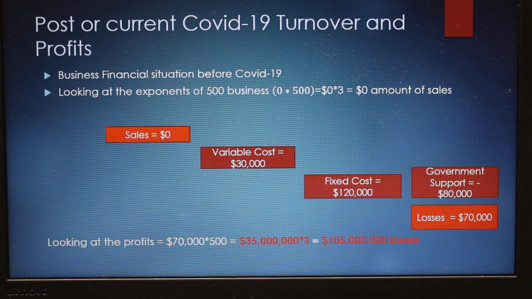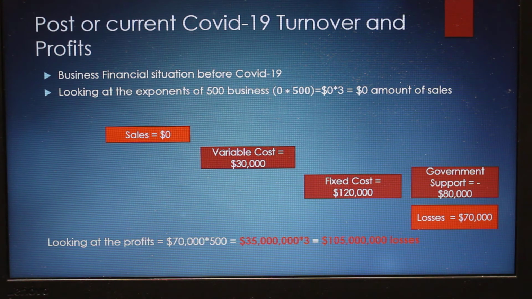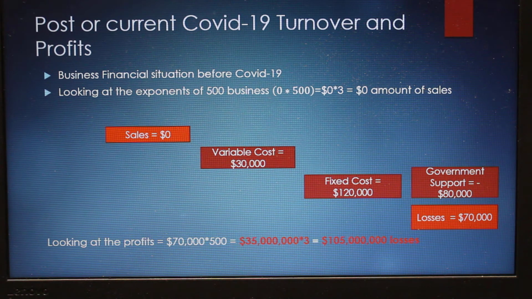So with this current scenario of sales being zero, variable costs being 30,000, fixed costs 120,000, and the government support of 80,000, the loss is still 70,000. Now, if we were to extrapolate this for 500 businesses, that's 35 million. And for 3 months, that's 105 million in losses. Quite a substantial level of loss that is occurring or will be occurring if this lockdown continues for 3 months.